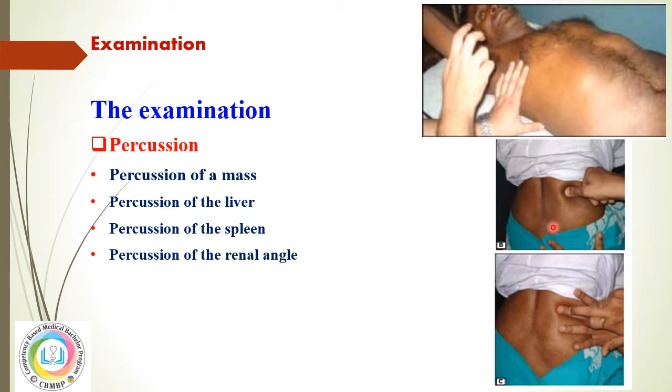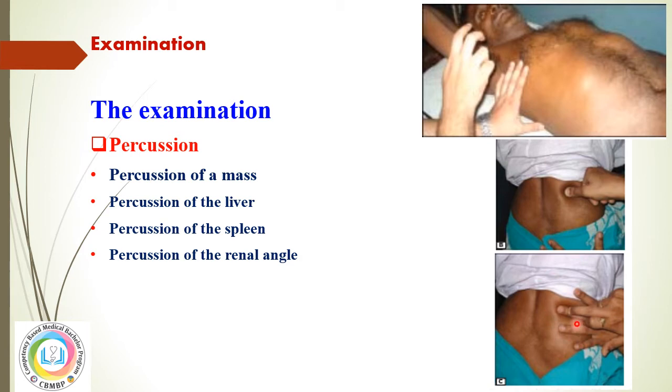Also in this photo I do palpation of the renal angle. The renal angle is made by the erector spinae muscle vertically and by the last rib horizontally. This is the angle. Its palpation is like so, to detect any tenderness or any swelling.